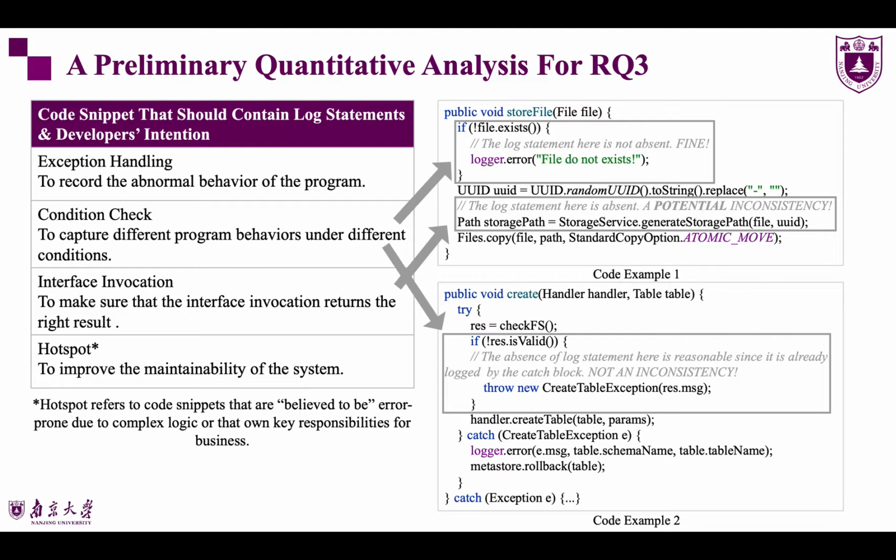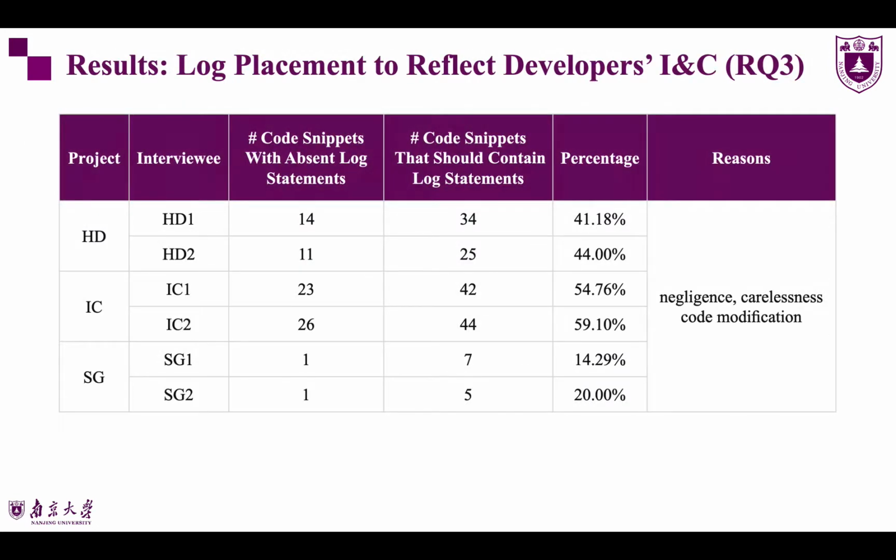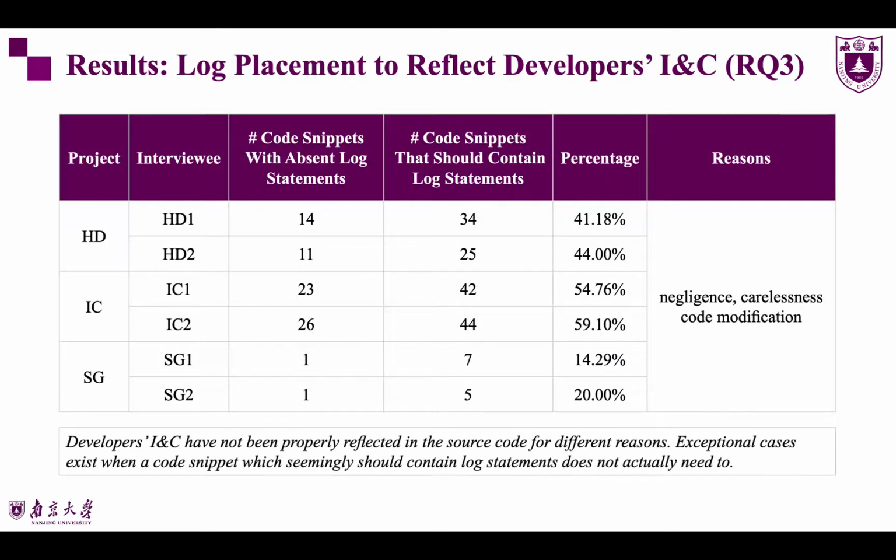And if the developer admitted that the code snippet does need to be logged, an inconsistency was then identified. In the opposite case, the developer would explain why he didn't place a log statement there. And these are the results. The absence rates of log statements range from about 40% to about 59%. So it can be seen that developers' I&C have not been properly reflected in their code. And through the follow-up interview, we got some reasons why the inconsistencies could happen.